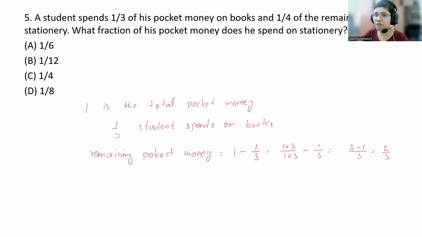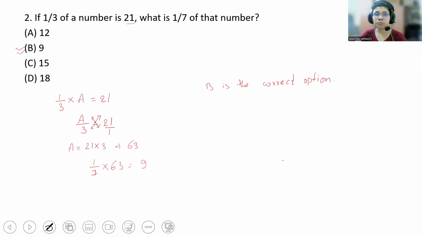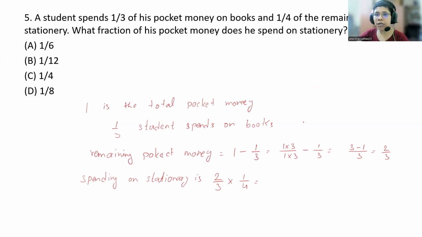And now 2 by 3 of it, 1 by 4, he is spending on stationery. So spending on stationery is 2 by 3 of 1 by 4, right? So as you must have seen in this problem also, 1 by 3 of a number is 1 by 3 into that number. So similarly, he is spending one fourth of the remainder on stationery.